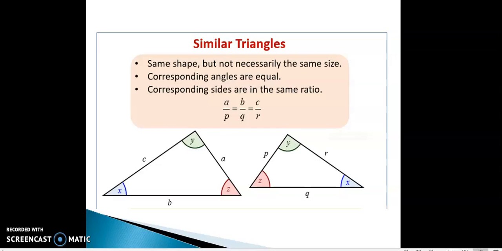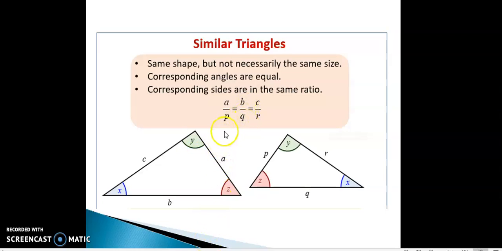That is, we are taking the corresponding sides: A by P is equal to B by Q and C by R. In taking the ratios in similar triangles, the sequence is very important. For example, if I am taking all the sides of my first triangle in the numerator, then when I define a new ratio for the second one, there must be a side of the first triangle in the numerator, not in the denominator.